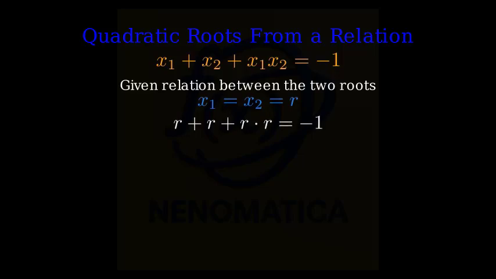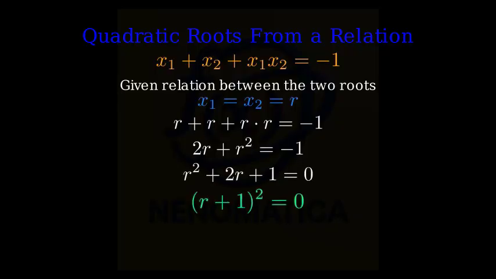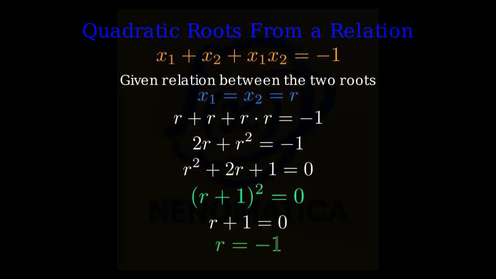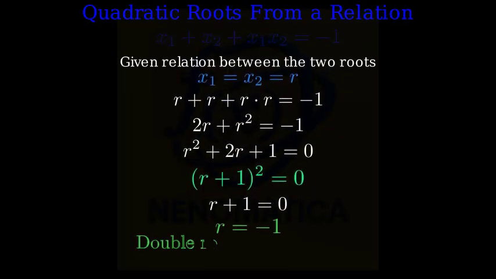Combine like terms. 2r plus r squared equals -1. Move everything to one side to make a monic quadratic in r. Taking the square root of both sides gives r plus 1 equals 0. Therefore, r equals -1. This is the repeated root.